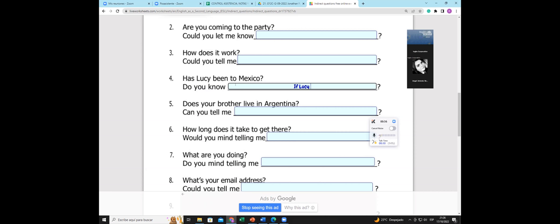Ahora el presente perfecto en afirmación. Lucy's. Esta le el auxiliar sería has, participio been, complemento to Mexico. Ahí está. Do you know if Lucy has been to Mexico? Ah, en este caso no tendríamos que quitar el has. No, solo do y does. Solo do y does y sin que se quita. Ajá, y did. Okay. Thank you, teacher.